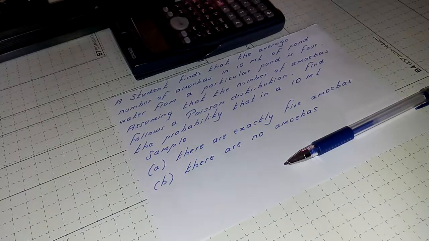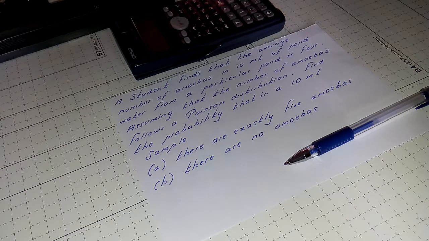Hi everyone. Today we're going to work a question on Poisson distribution. The question is as follows. A student finds that the average number of amoebas in 10 ml of pond water from a particular pond is 4. Assuming that the number of amoebas follows a Poisson distribution, find the probability that in a 10 ml sample there are exactly 5 amoebas, there are no amoebas.